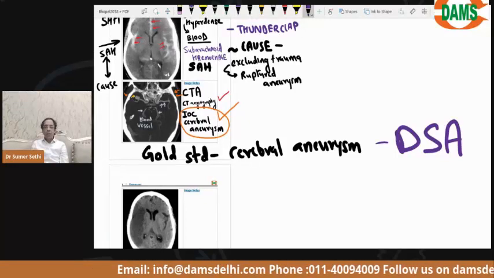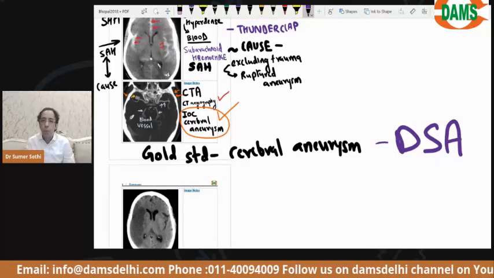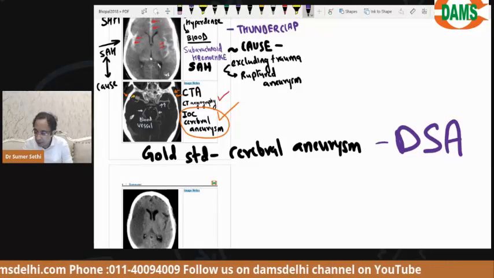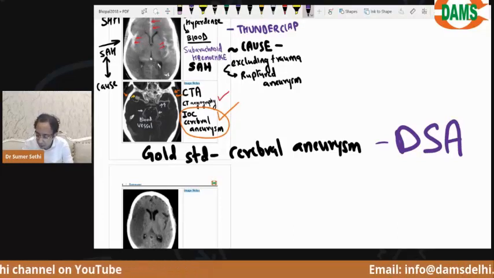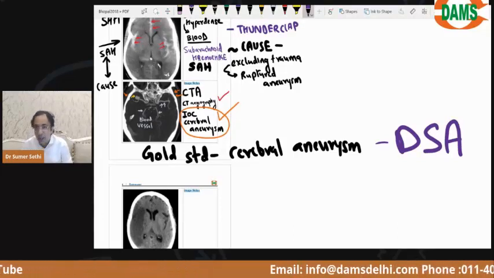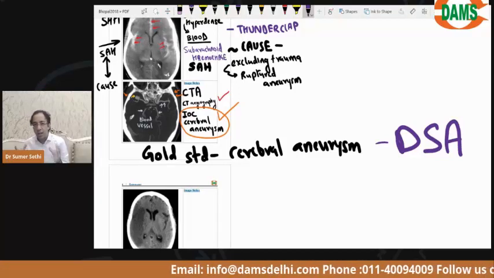What we have subtracted here? We have subtracted the bones. Digital subtraction angiogram. Okay, are you able to understand this or not? DSA. Okay, इसमें हमने बोन को हटाया और डाई इंजेक्ट करके आर्टरी को देख रहे हैं.